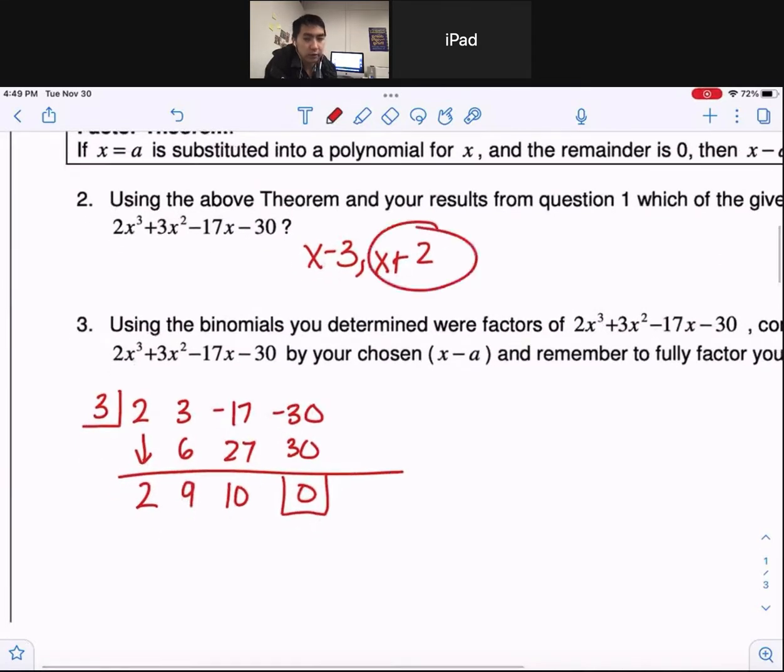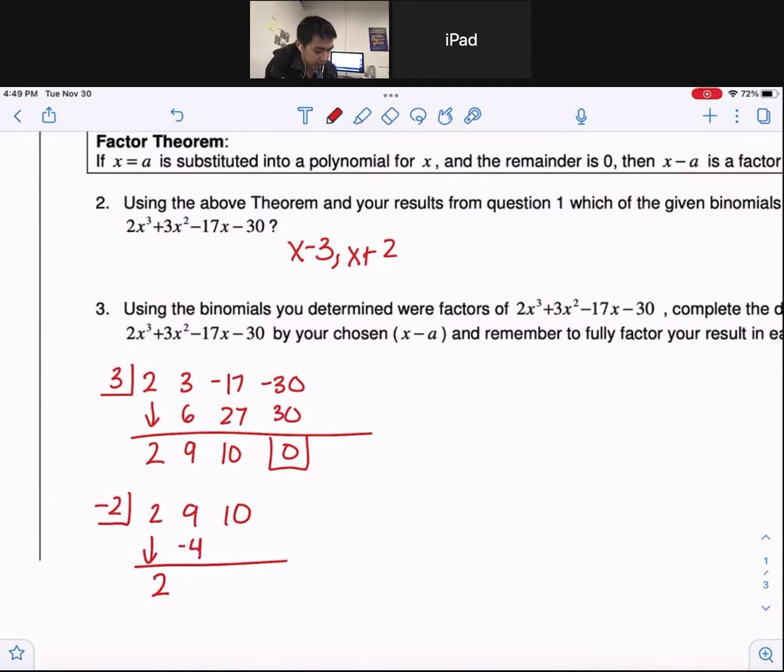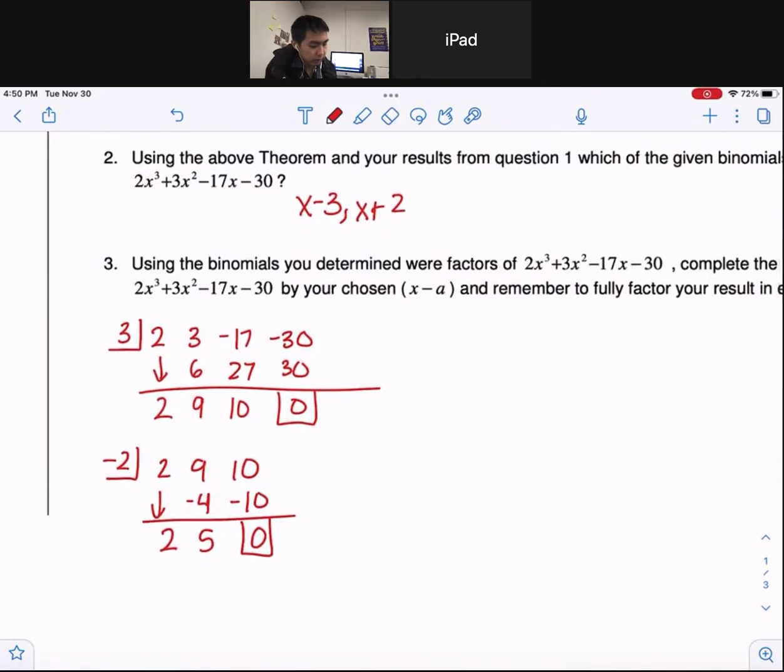We also had this though, right? That was another one of our factors. So if we use this now with synthetic division, we can find our other factor. Negative 2 times 2, you guys, is negative 4. Negative 4 plus 9, you guys, is 5. 5 times negative 2 is negative 10. Negative 10 plus negative 10 is 0. So that makes sense because this is a factor, which means it should give us a remainder of 0.